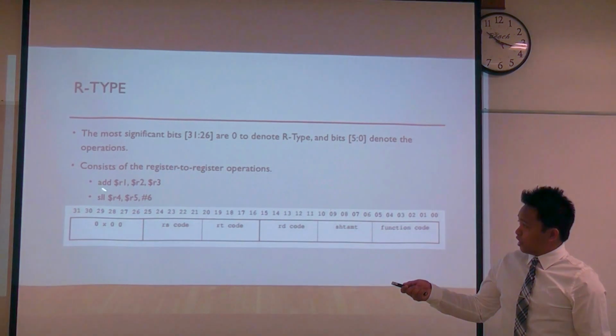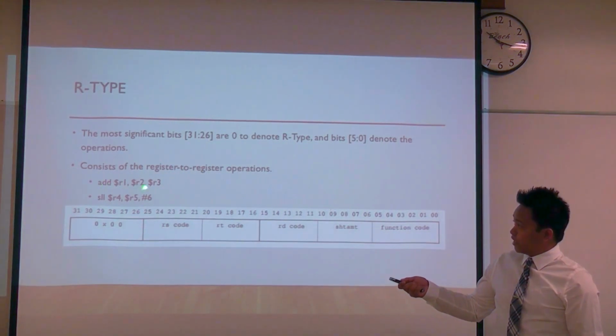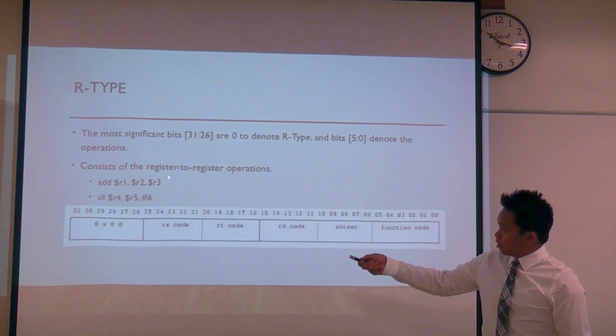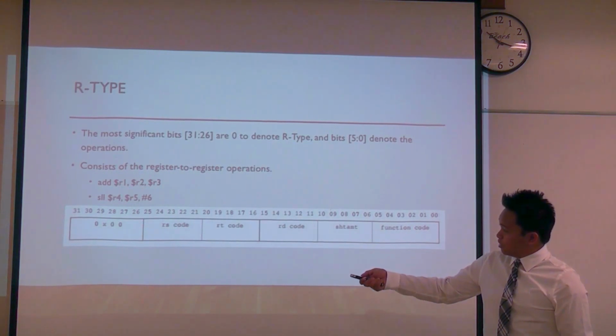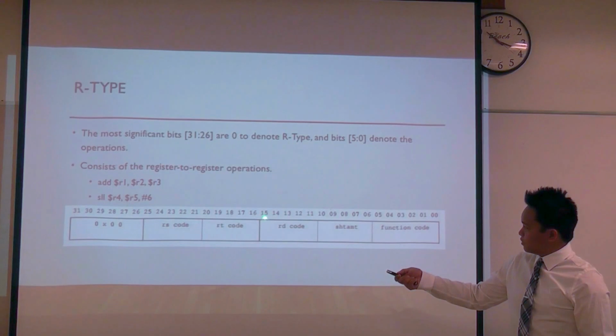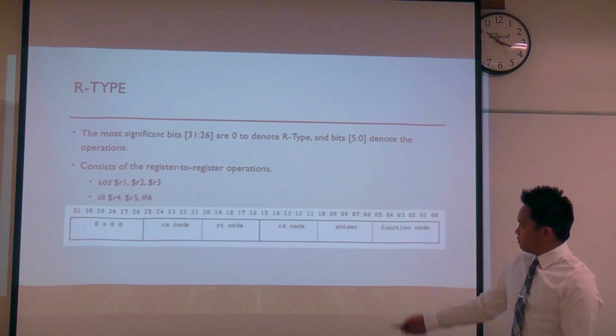As I said earlier, you have operations like add R2 and R3, and store the result in R1. R2 will be sitting in the RS code between 25 to 21. RT will be R3, and that will be encoded into 20 to 16, and R1 will be encoded into 15 to 11. We also have a shift amount.